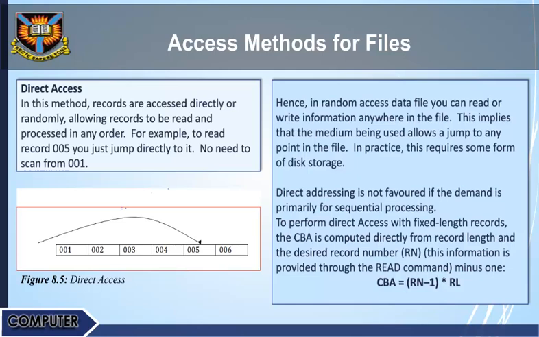To perform direct access with fixed length records, the CBA is computed directly from the record length and the desired record number RN. This information is provided through the read command. CBA = (RN - 1) * RL.